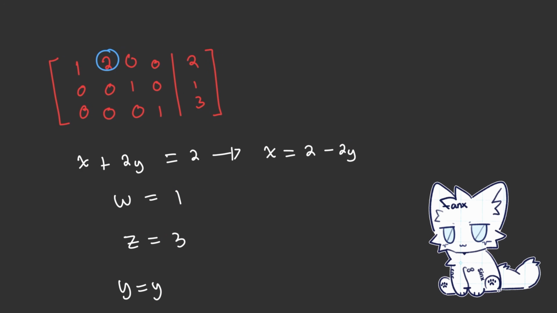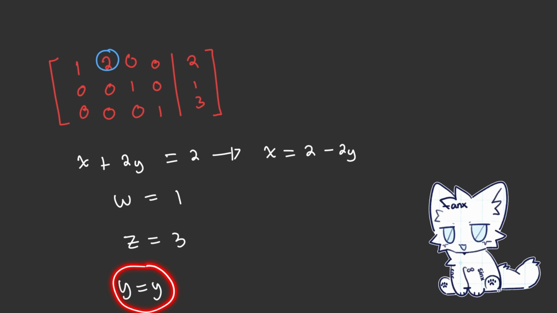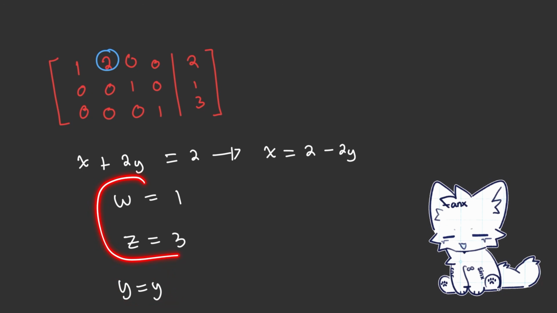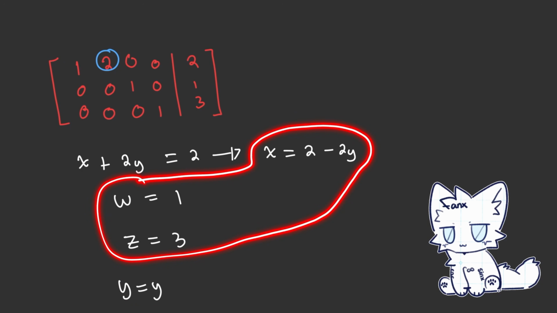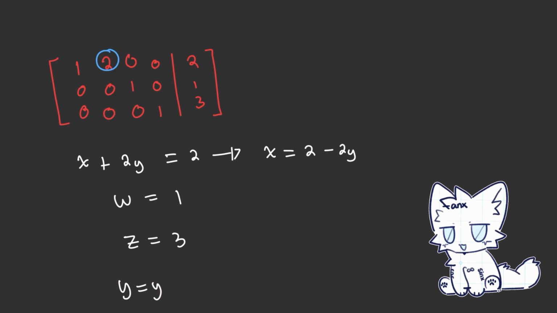So you can identify that this is a free variable. These have unique solutions. This has a unique solution, but again, y could be anything. Oh, I didn't mean to circle this earlier. I'm sorry about that. But these have unique solutions, but y can be anything. That is basically what a free variable means.